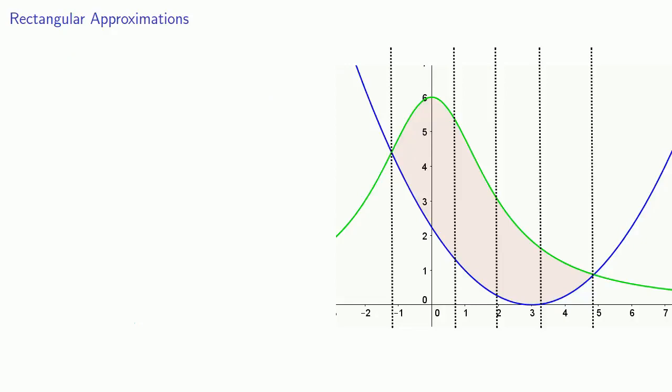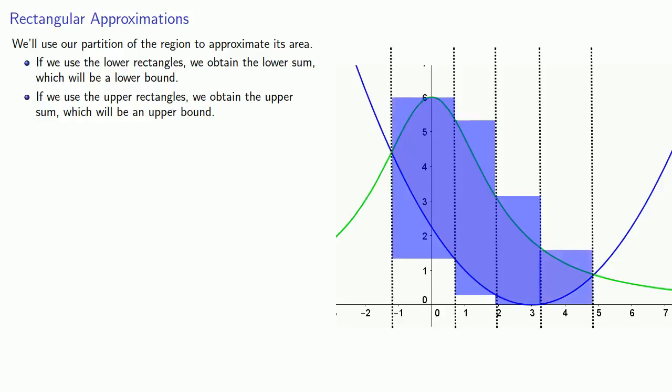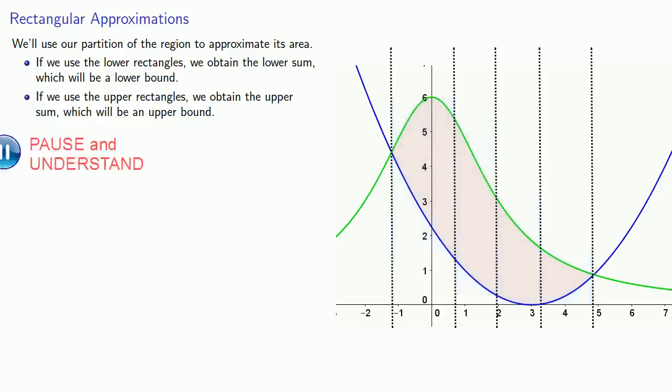Now we have a whole bunch of rectangles whose areas we can determine exactly. And so, we'll use our partition of the region to approximate its area. If we use the lower rectangles, we'll obtain the lower sum, which will be a lower bound for the area. On the other hand, if we use the upper rectangles, we'll obtain the upper sum, which will be an upper bound.